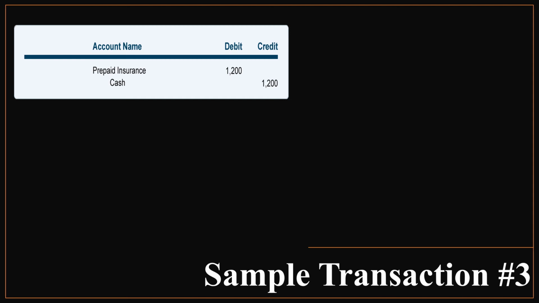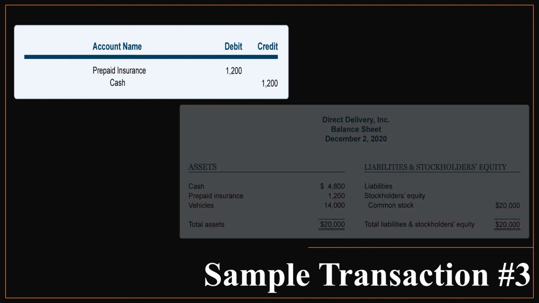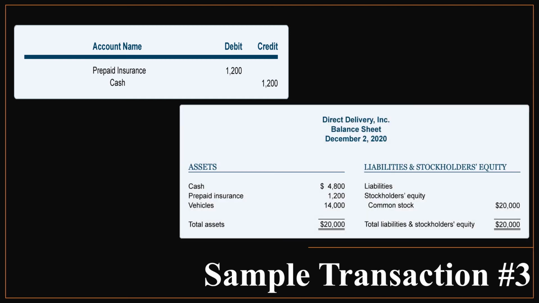After the first 3 transactions have been recorded, the balance sheet will look like this. Again, the balance sheet and the accounting equation are in balance, and all of the changes occurred on the asset, on the left debit side of the accounting equation. Liabilities and stockholders' equity were not affected by the insurance transaction.